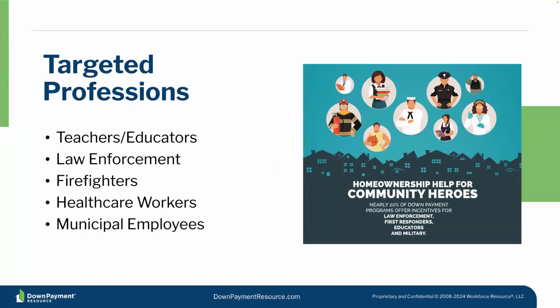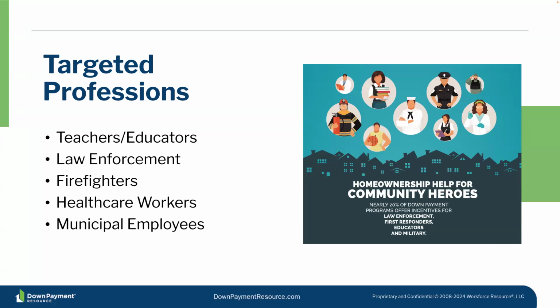There are also special programs available in many markets that target certain professions, typically teachers and educators, police officers, firefighters, healthcare workers, and municipal employees. As an example, in Georgia, the state funds the Georgia Dream program that offers $10,000 in down payment assistance to eligible buyers. But teachers, police officers, and nurses can get an additional $2,500 for a total of $12,500 in down payment and closing cost assistance.